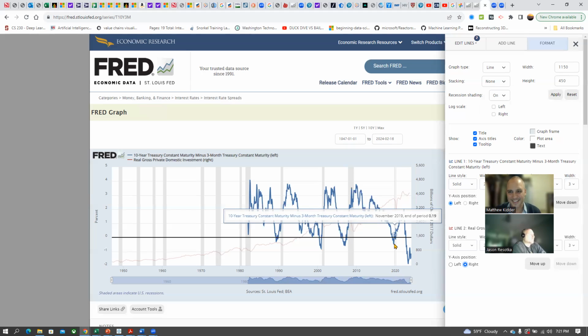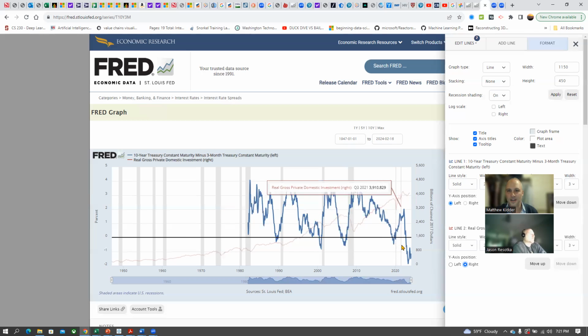So, I mean, it's kind of hard just to dismiss that recession as being purely COVID driven. It's almost like we were heading into a recession and then we got smacked with COVID on top of it. That's kind of how I see it.